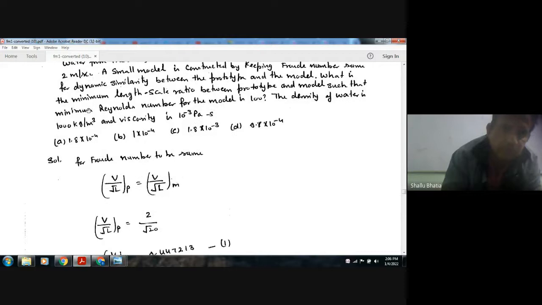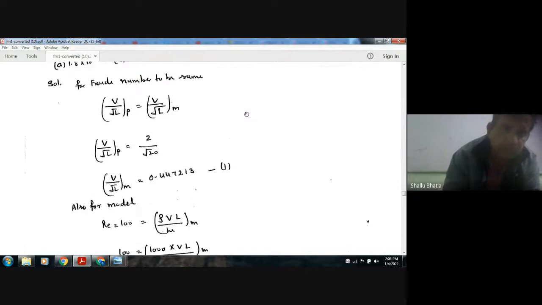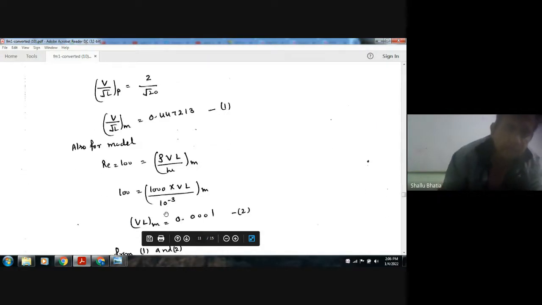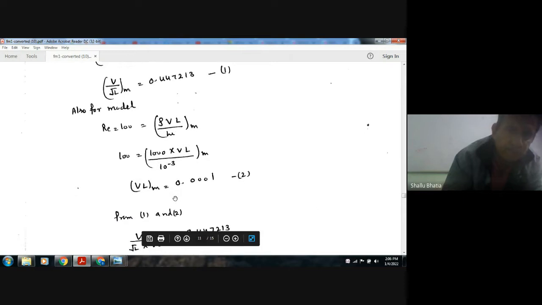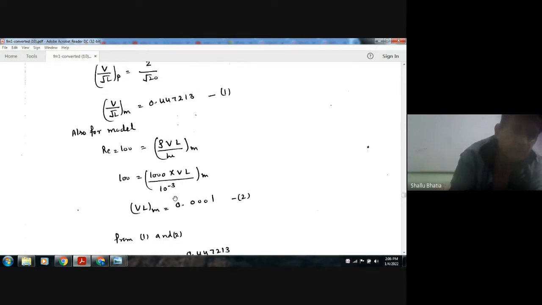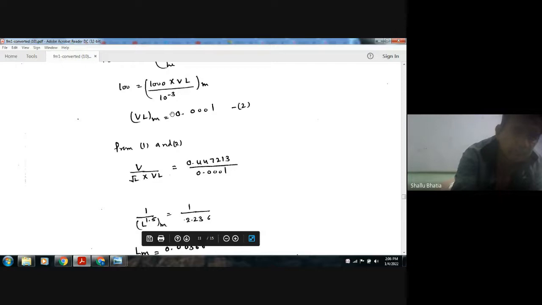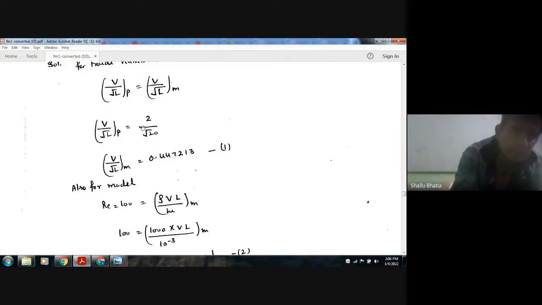Now it is given that the Reynolds number for the model is 100. So rho V L by mu for the model is 100. So 100 divided by 10 to the power 3, since rho is 1000 and mu is 10 to the minus 3. So we get V L for the model. Now we have V by root L for the model and V L for the model, and from this we can get the ratio of these two.